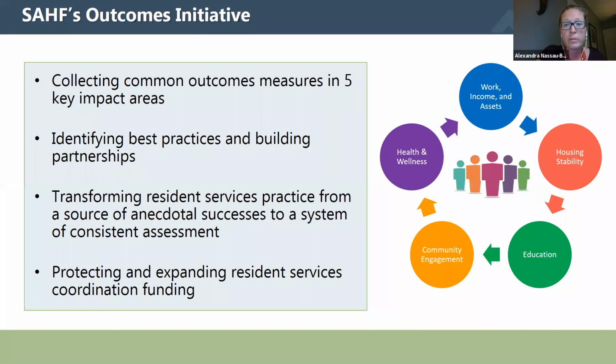The Outcomes Initiative among the SAFE members collects common outcomes measures in 5 key impact areas: work, income, and assets, housing stability, education, community engagement, and health and wellness. A framework of these measures can be found on both SAFE's website and the CORES resource library. All of the organizations that participate in our outcomes collection also participate in their own data collection, and they select their own indicators that are valuable for their own operations. But as a part of the broader SAFE Outcomes initiative, they've worked together to align some of the key measures across the organizations so we can collect and analyze data at a much larger scale, building on the anecdotal successes we've all seen and heard to a system of more consistent measurement that is both resident-centered and data-driven.